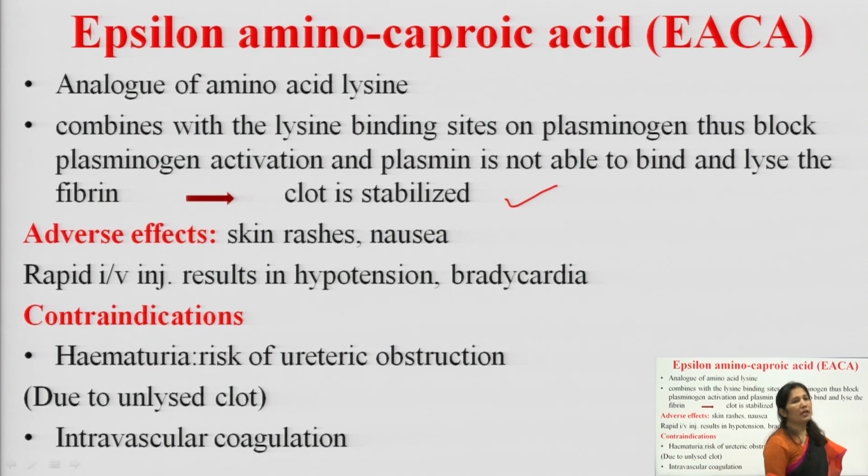Contraindications are hematuria, that is blood in urine. There is a risk of uterine obstruction due to the unlysed clot, and also intravascular coagulation. We cannot use it in such situations, in hematuria and intravascular coagulation.